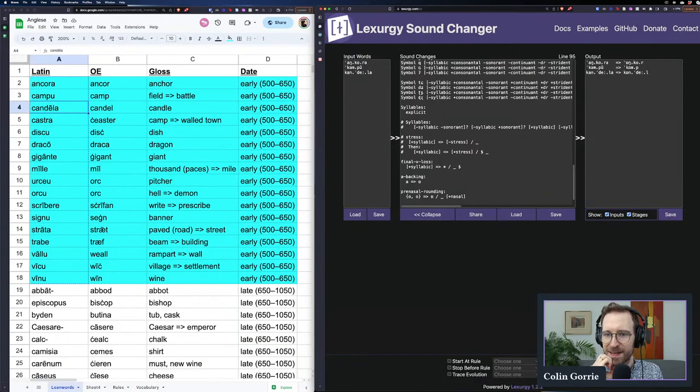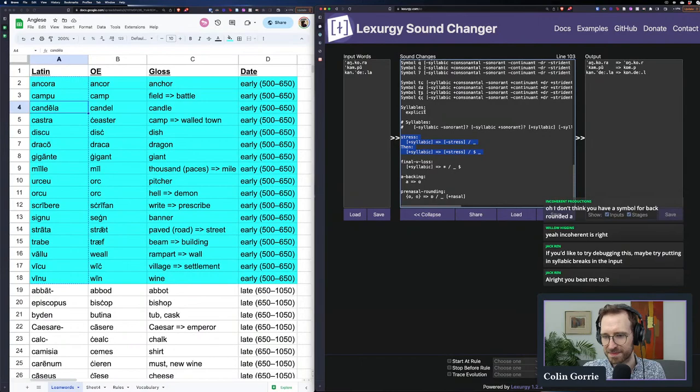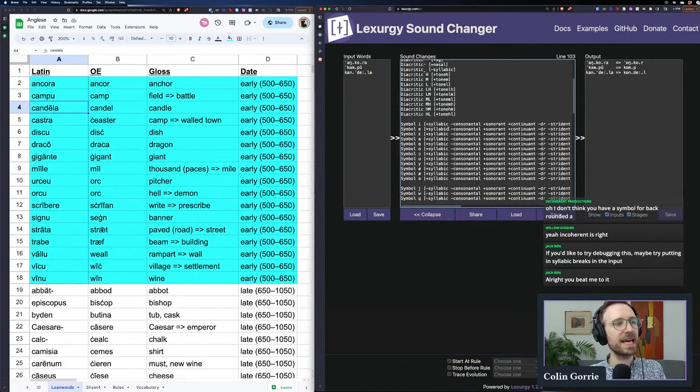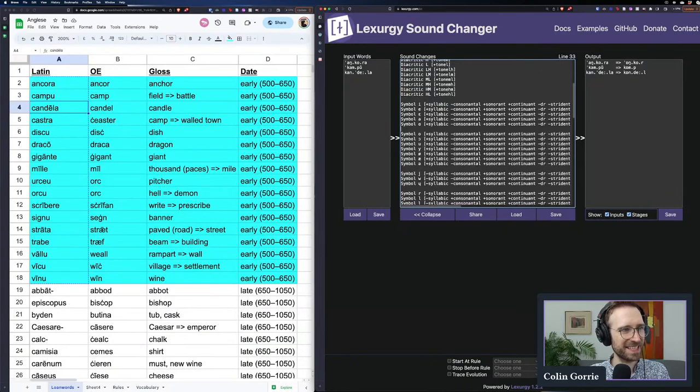Now let's see if we can get our stress back. Right. So yeah, the fact that our stress is syllabic is going to be something of a problem. I see incoherent productions. We don't have a symbol for back rounded A. Ah, it's the rounded one we don't have. That makes sense.